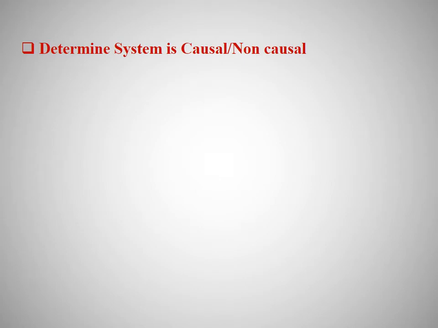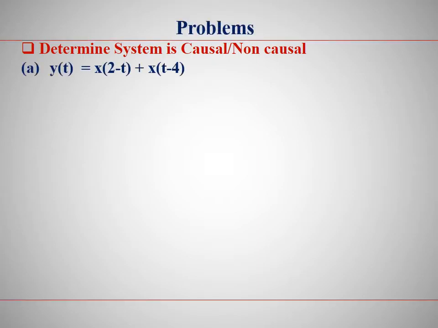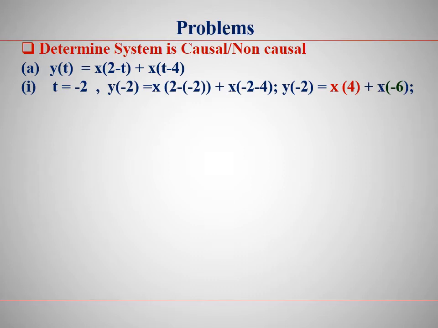Let us consider a problem on determining whether the system is causal or non-causal. Let us consider the first case: y(t) = x(2 - t) + x(t - 4). Let us make the first substitution, t = -2. Hence, y(-2) becomes x(2 - (-2)) + x(-2 - 4), which is y(-2) = x(4) + x(-6). As can be seen here, this is a future input, whereas this is a past input shown in green.